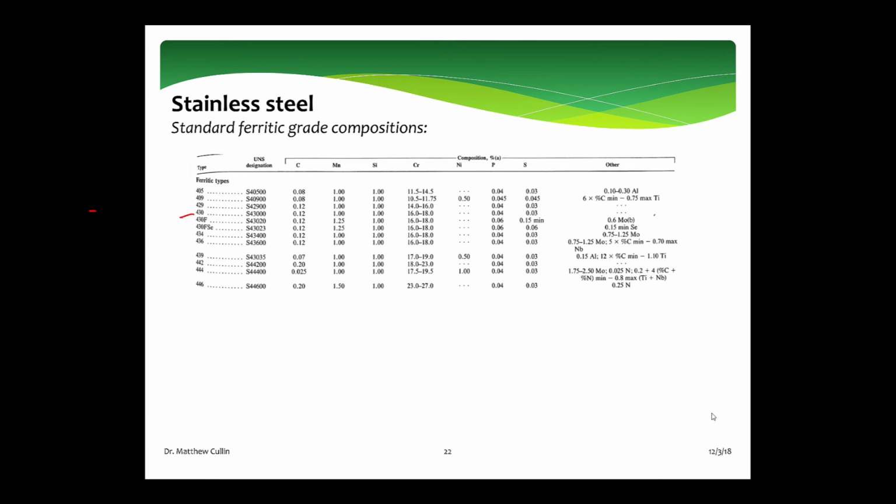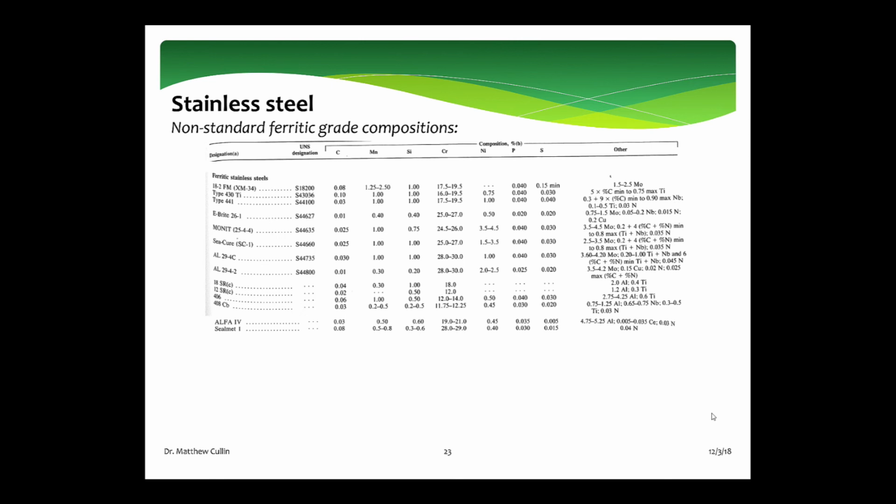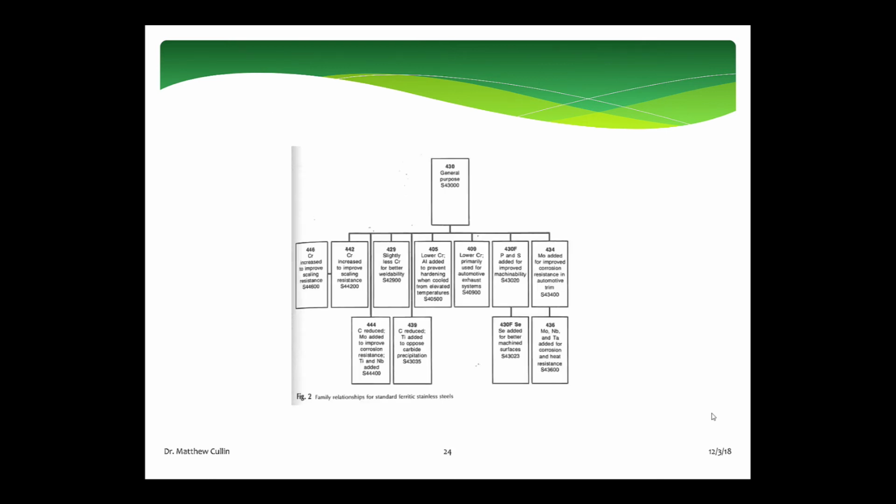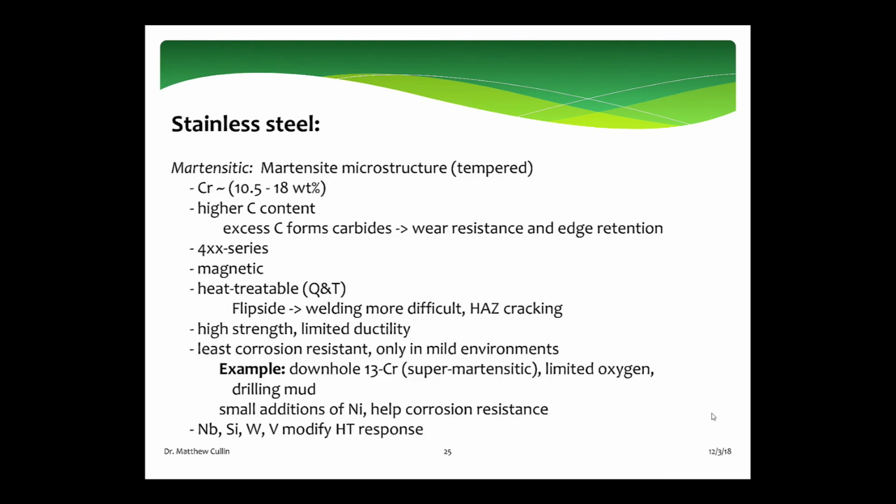430 is a typical plain Jane ferritic stainless steel. Yeah, this gives you an idea. These are some of the non-standard grades and sort of what's in there. And I guarantee you each one has a reason. It has a typical application for which it was developed. Again, this kind of gives you the flow chart, gives you an idea of why we're adding what.